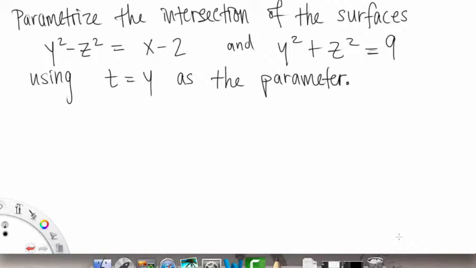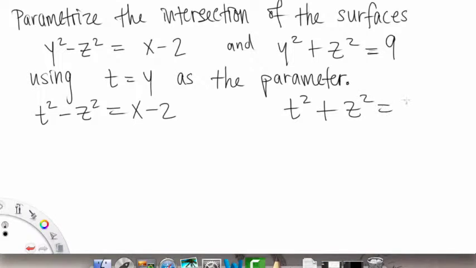Okay, so this question asks us to parameterize the intersection of the surfaces y squared minus z squared equals x minus 2 and y squared plus z squared equals 9, using t equals y as the parameter. So they give us already that we're supposed to set all of the y's equal to t, and then we're going to make t our parameter variable. So let's do so. We have t squared minus z squared equals x minus 2, and the second one is rephrased as t squared plus z squared equals 9.